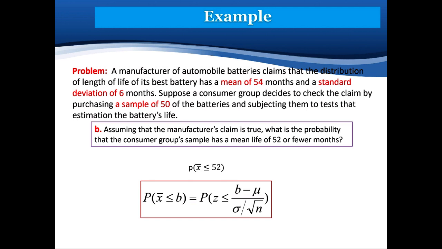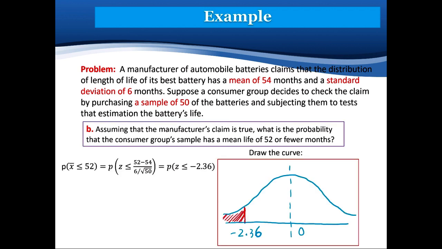So now let's see question B. Assume that the manufacturer's claim is true. What's the probability that the customer group's sample has a mean life of 52 or fewer months? That is asking about the sample mean, x bar, smaller or equal to 52. So we can apply the formula: each side minus mu and divided by sigma divided by square root of n.